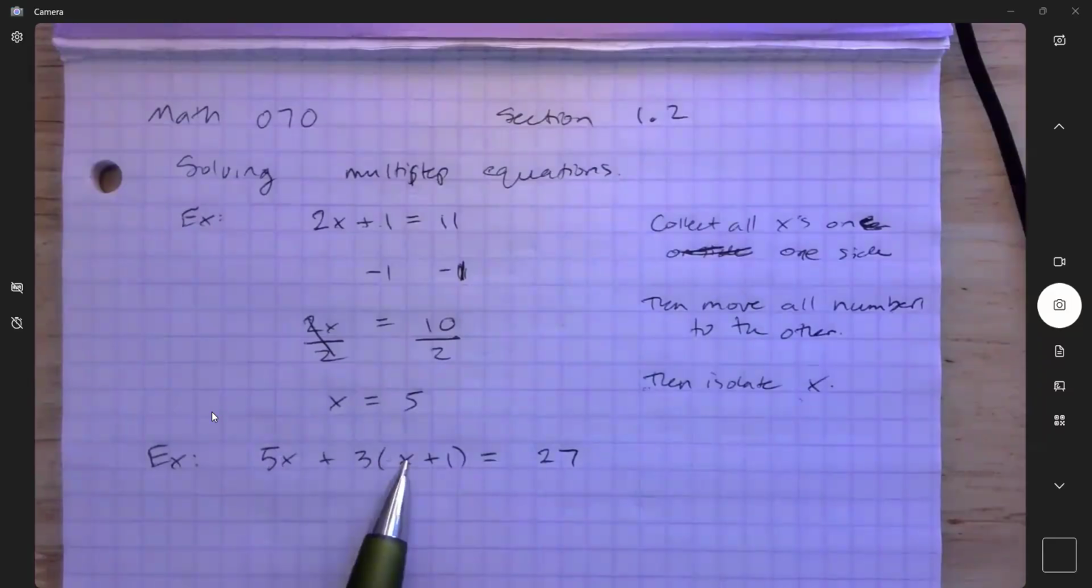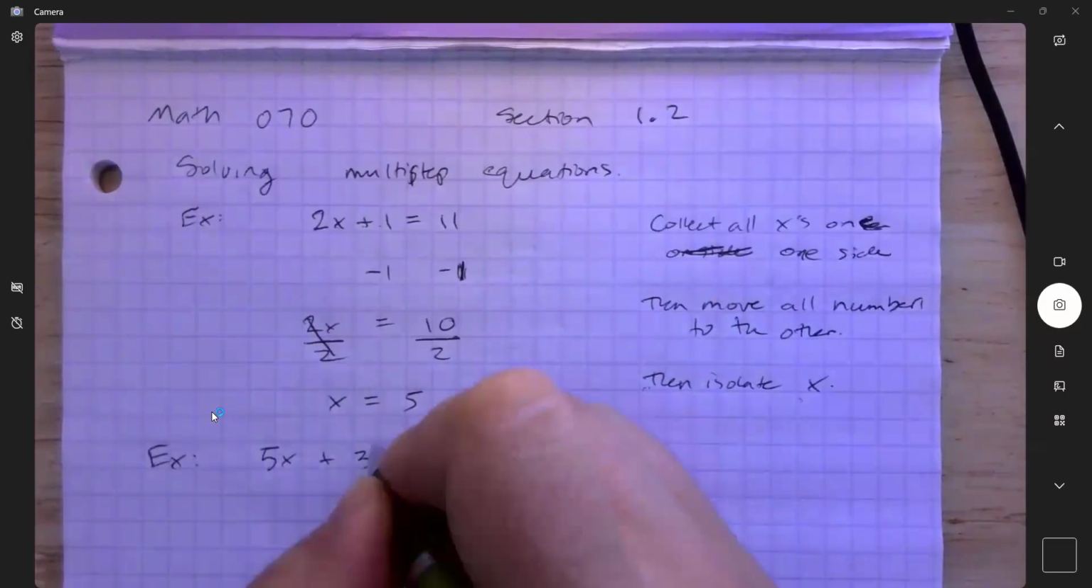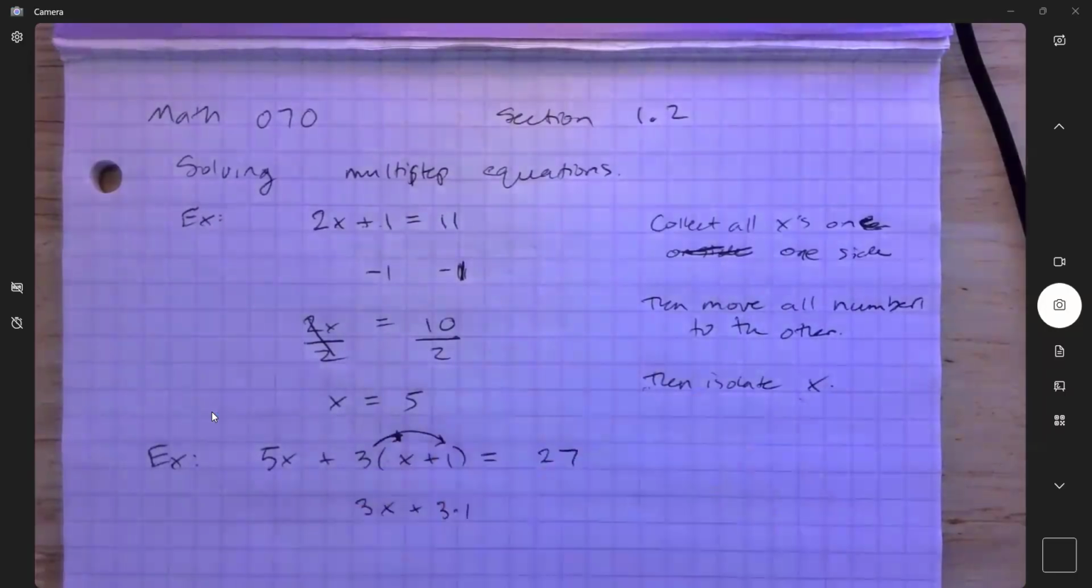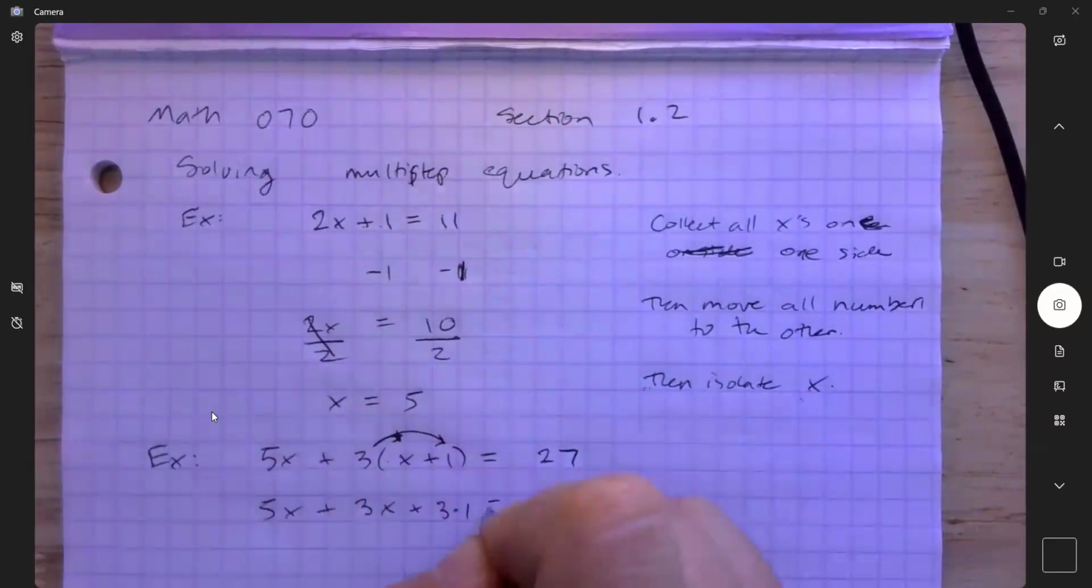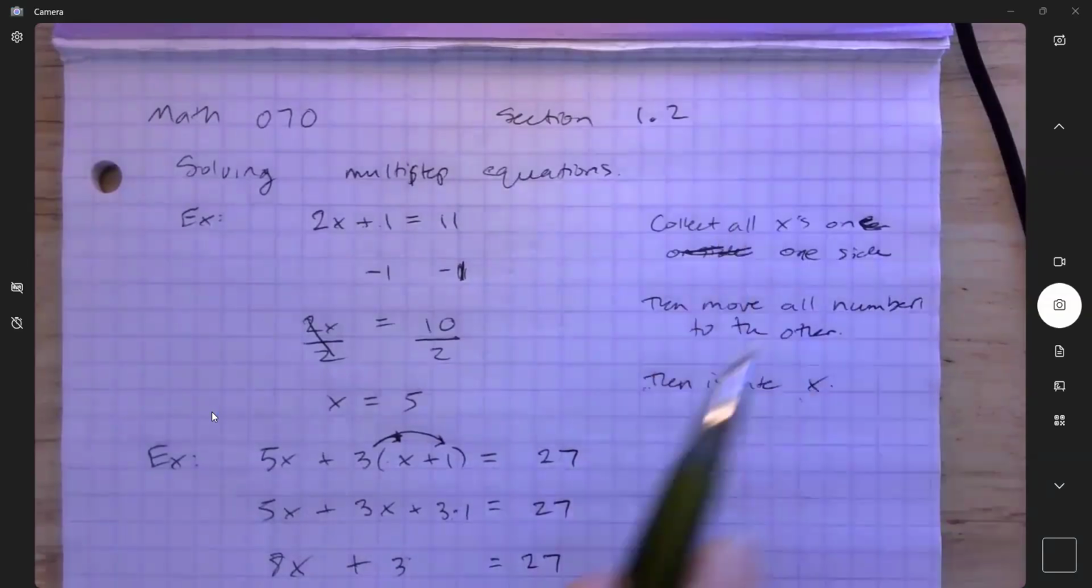And the parentheses tells me I have 3 times x plus 1, which is the same as 3 times x plus 3 times 1, because I have to distribute that multiplication. And now I can collect the 5x and the 3x, and I'm going to get an 8x plus 3, that's the 3 times 1 is the plus 3, equals 27. So now I have collected all the x's on one side. There's a single term with all the x's.